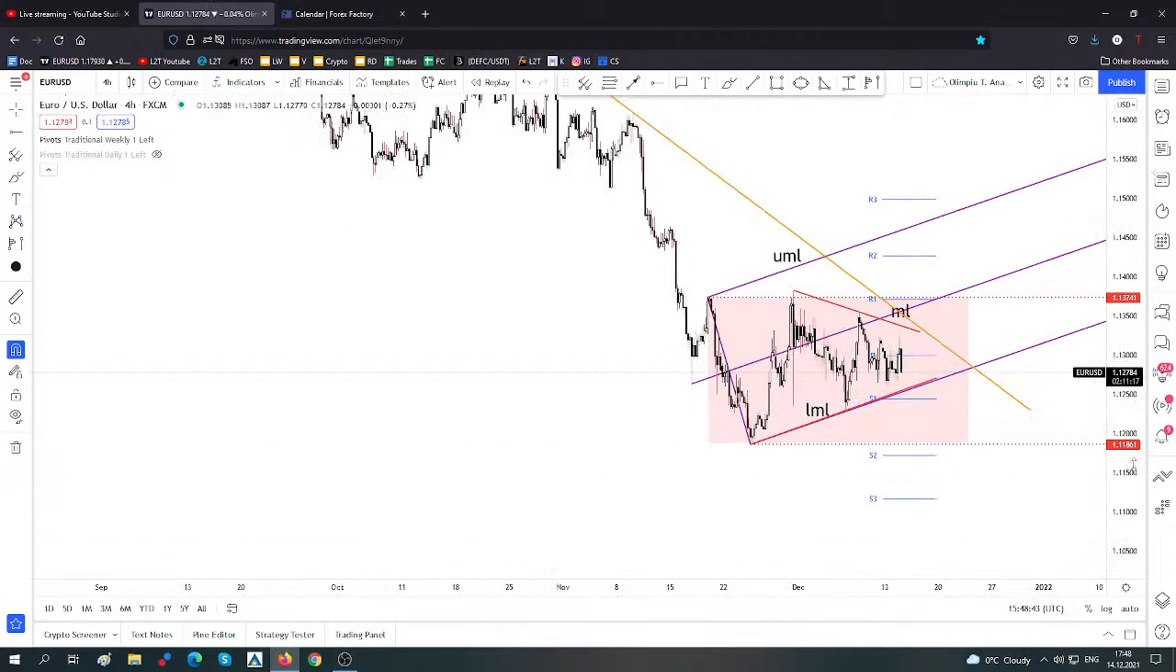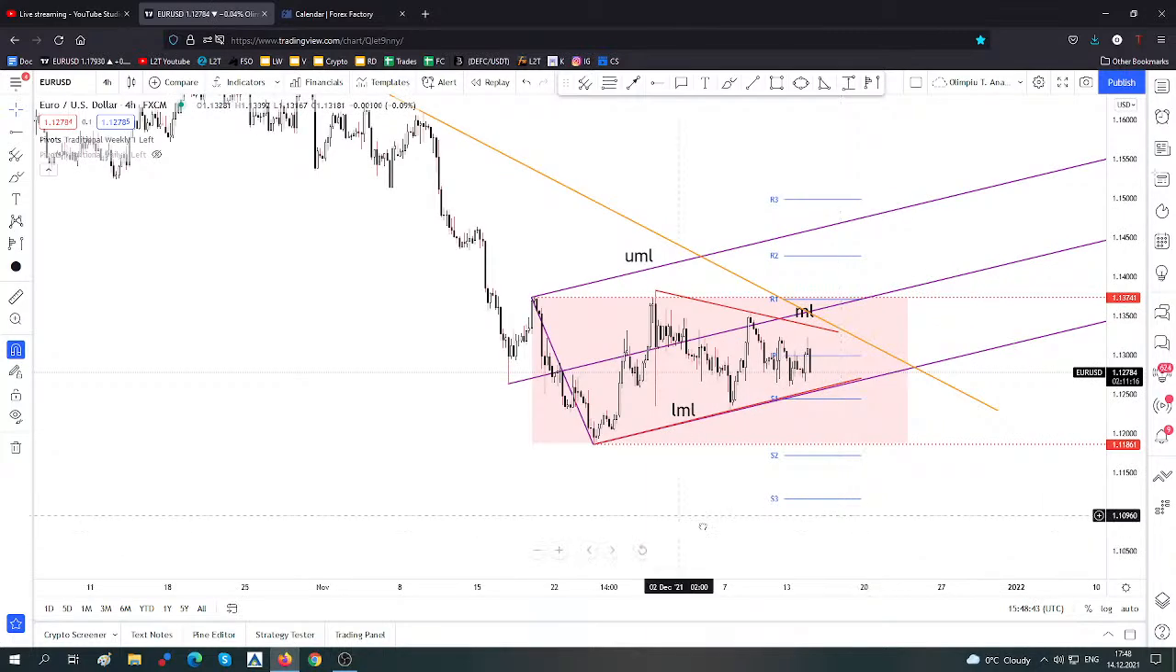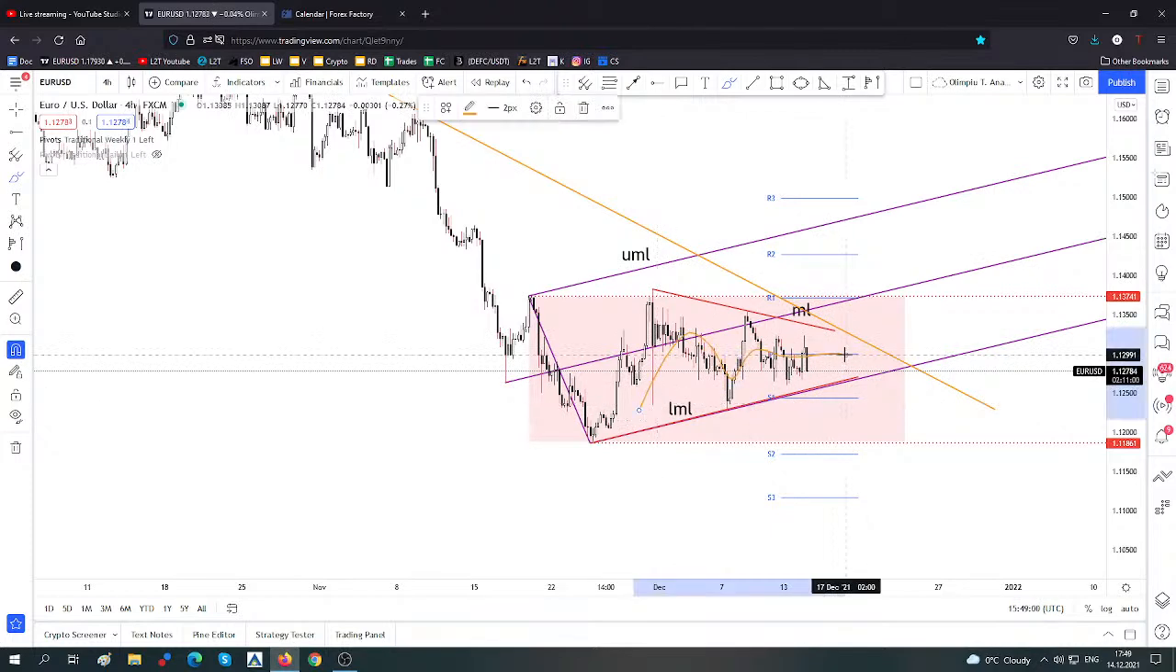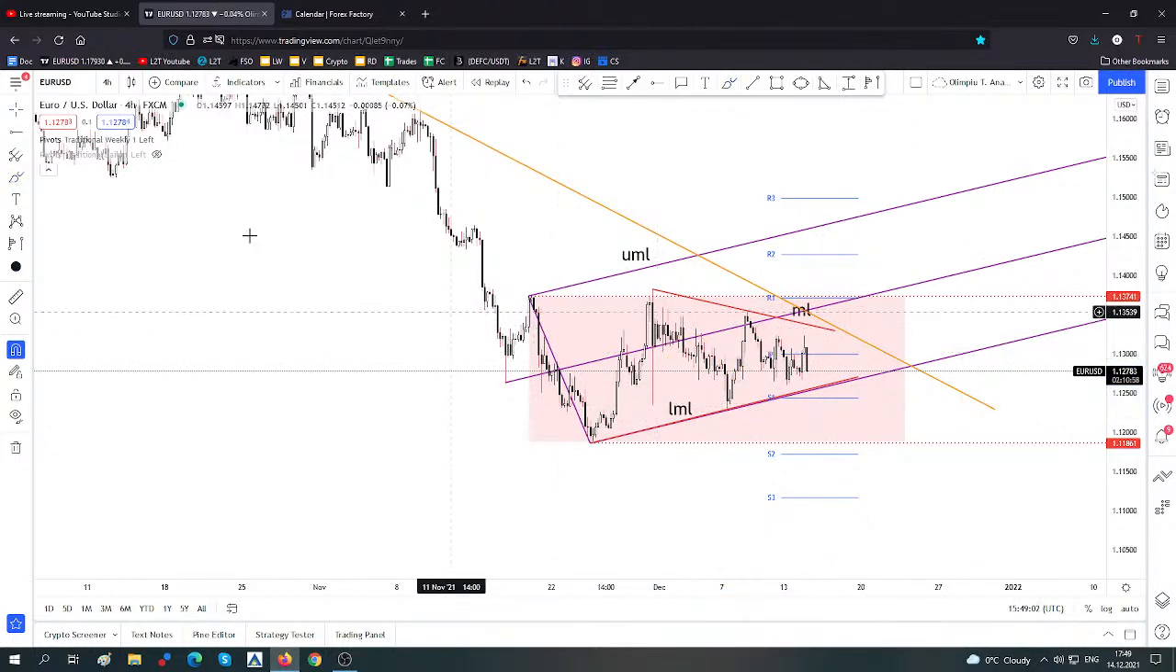Maybe I will look for shorts actually, maybe here, I don't know, as long as the price continues to stay right below this downtrend line. Maybe personally I want to be a bear, to be a seller, and I will look for shorts. But as long as it stays above the lower medium line inside of this maybe triangle here, I don't want to go short.